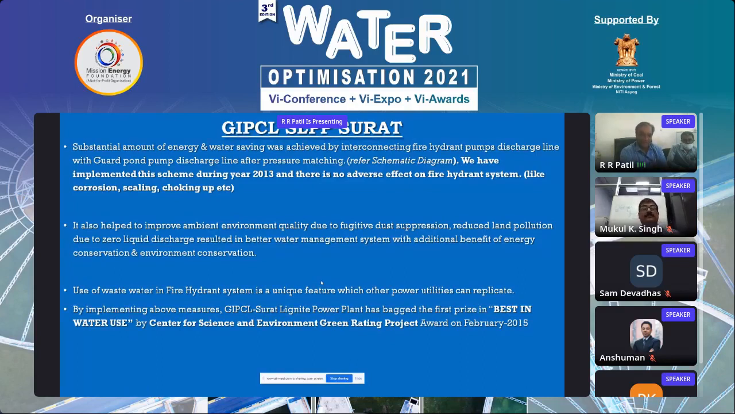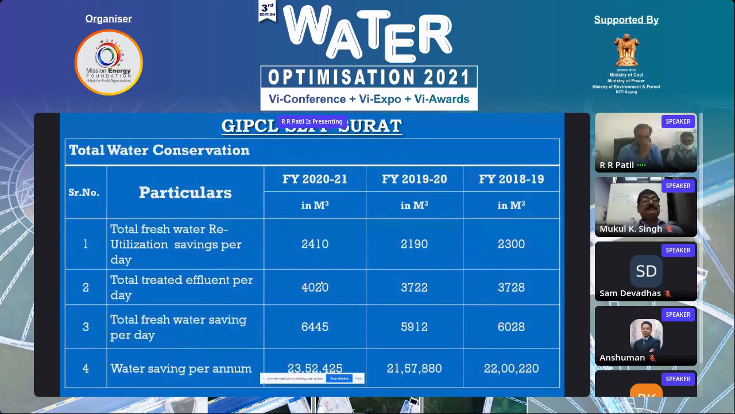We got the best prize in water use by the Center for Science and Environment Green Rating Project Award in April 2015. GIPCL total water conservation per year: total fresh water reutilization saving per day, 2410 meter cube. Total treated effluent per day, 4020. So total fresh water saving is 6445 meter cube in 2021.